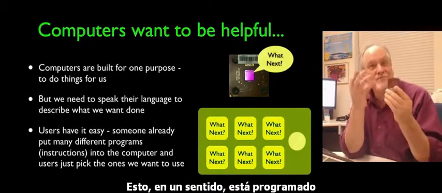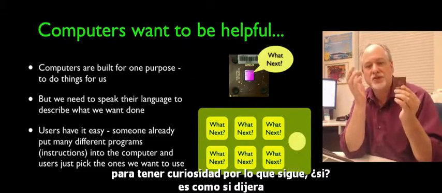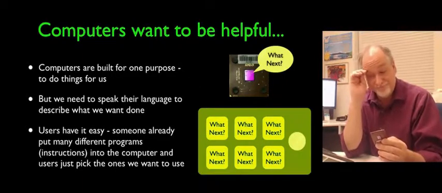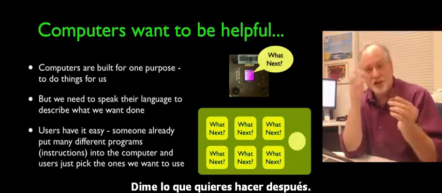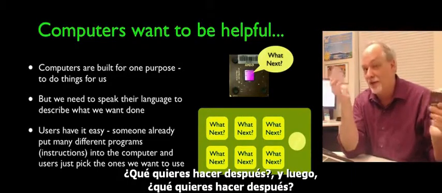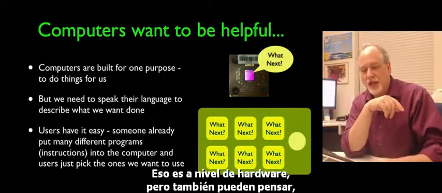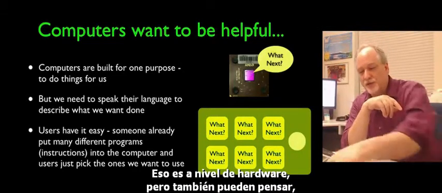This thing, in a sense, is wired to be curious about what's next, right? It's like, tell me what you want to do next. What do you want to do next? And after that, what do you want to do next? And it just happens to do that a billion or so times a second. And so that's sort of the low-level piece.